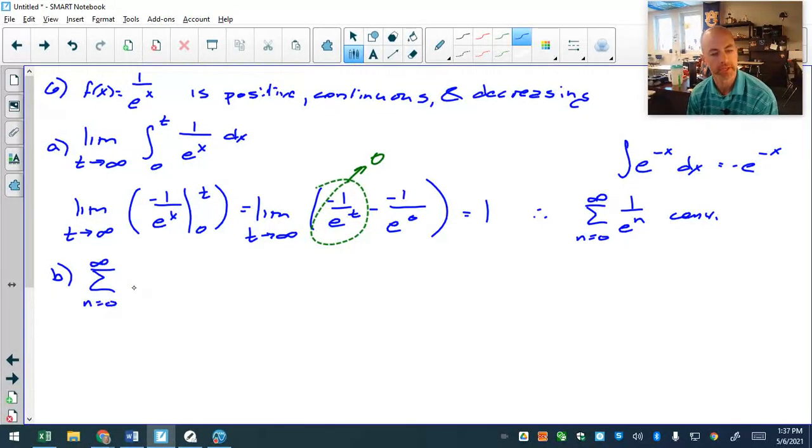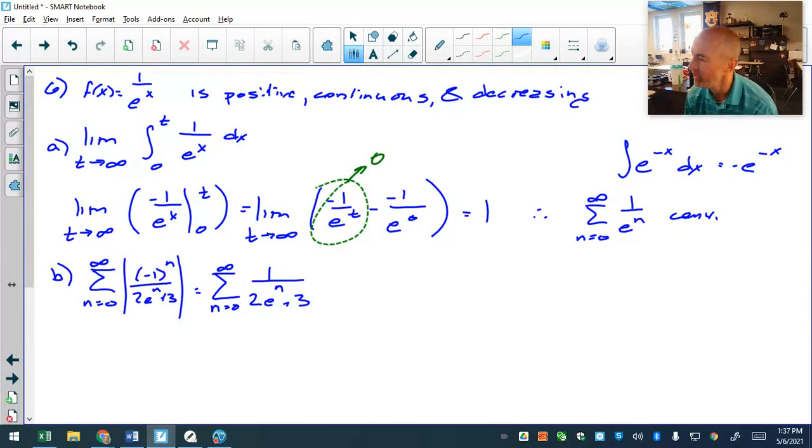The sum from 0 to infinity of the absolute value of the series in question. And that would just give me this series, 1 over 2e to the n plus 3. Why are they wanting me to use the limit comparison? I can use direct comparison. Man. Not a fan. Oh, this is a different, yeah, I can use direct comparison. Oh, whatever. We have to use limit comparison.